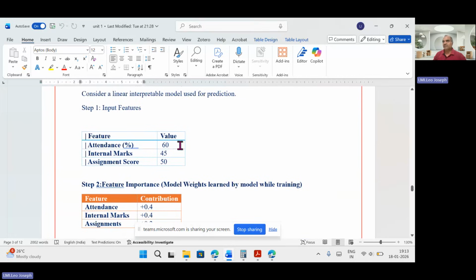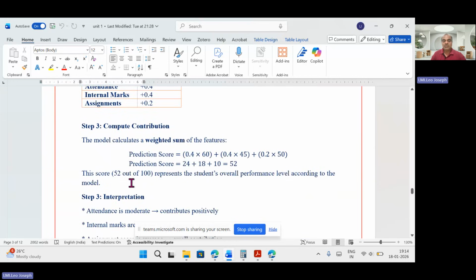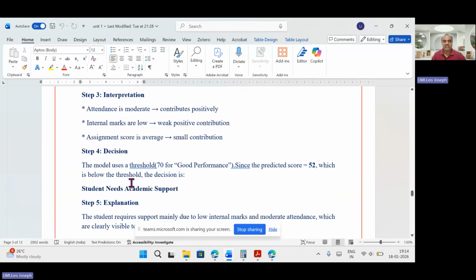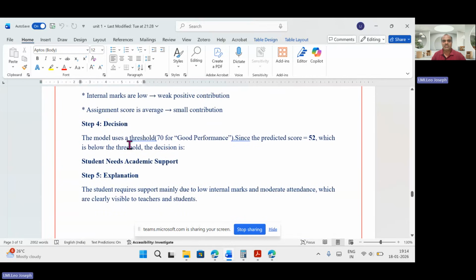Internal marks are 45. On average, they are getting only 45. Attendance percentage on average is 60. Assignment score on average is 50. So on that basis, the overall prediction is 52. 52 is compared against the threshold limit. Based on the threshold limit, we are taking it as 70. If the class average should cross 70, then 52 is very less. So automatically the system will tell what? Students need academic support. All students need academic support.